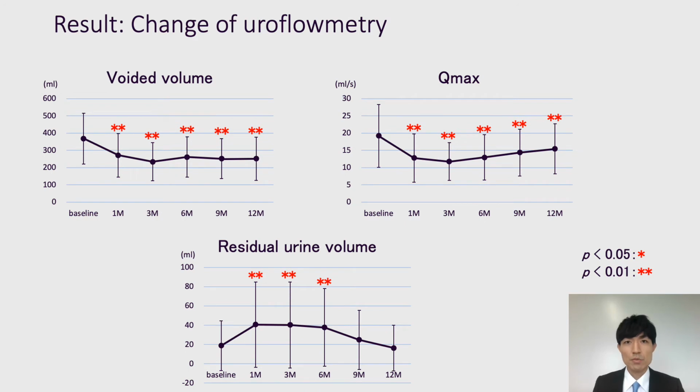These show change of uroflowmetry parameters. All parameters were worse at 1 to 3 months after LDRB, but Qmax and residual urine volume tended to recover from 3 to 12 months.